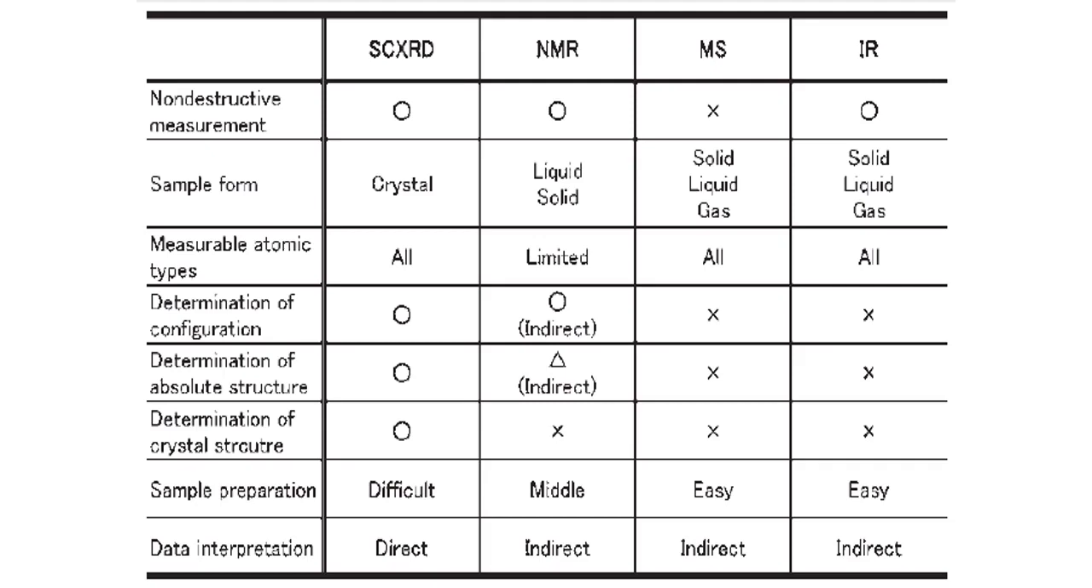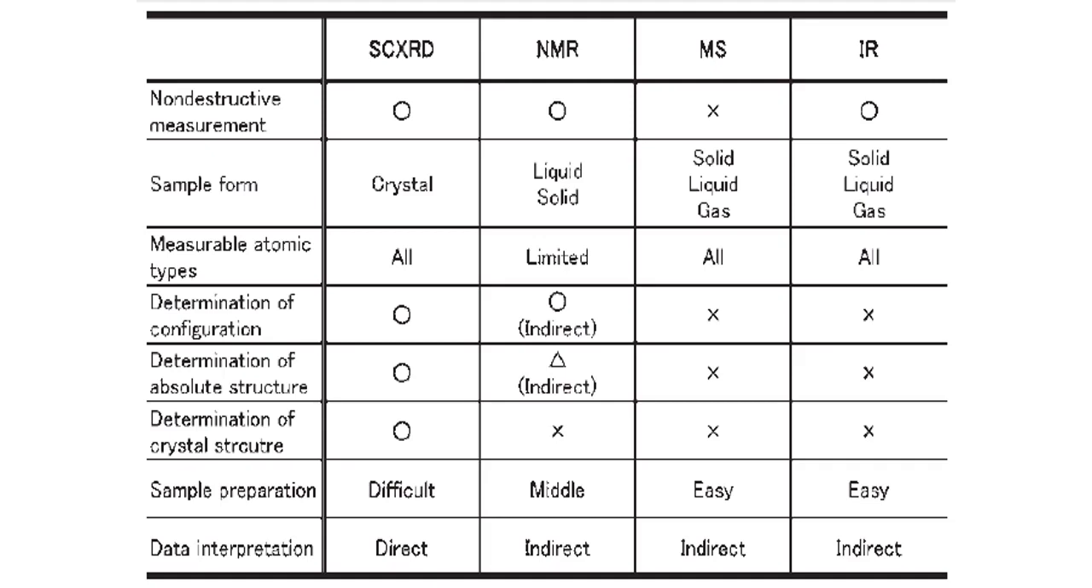Determination of absolute structure means the exact structure. We can get the exact or absolute structure by single crystal XRD, but in NMR we can determine the structure indirectly, and in MS or IR we cannot determine it. Determination of crystal structure: the crystal structure is only determined by single crystal XRD, but not by any other technique, either NMR or MS or IR.